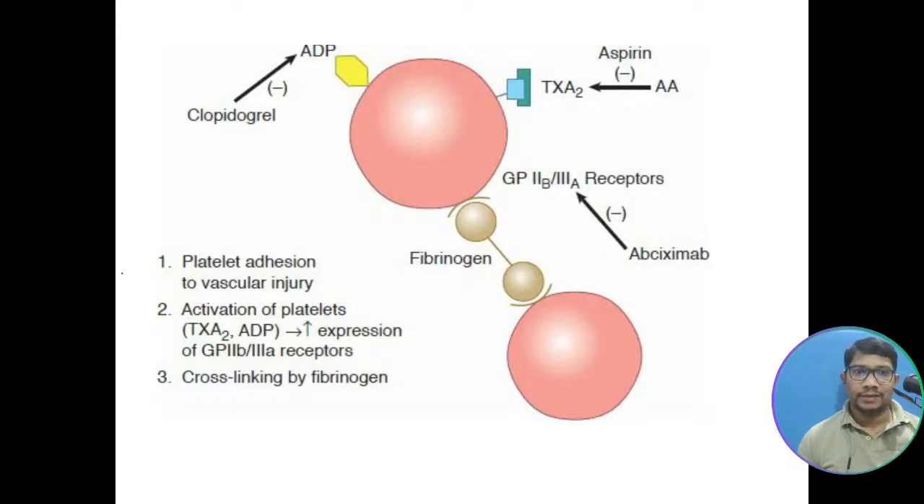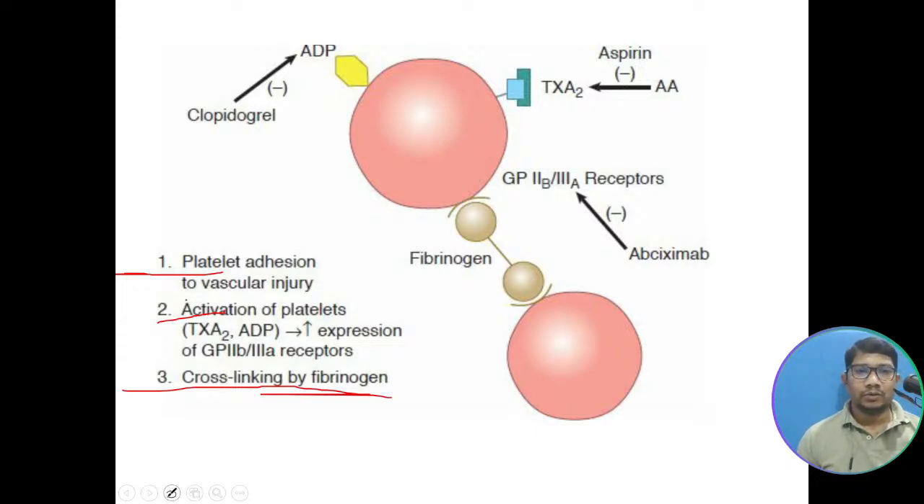Platelet adhesion to the vascular injury. The second step is activation of platelets, and the third step is cross linking by fibrinogen. It happens in these 3 steps. How will platelets aggregate? Platelets will aggregate in 3 steps.